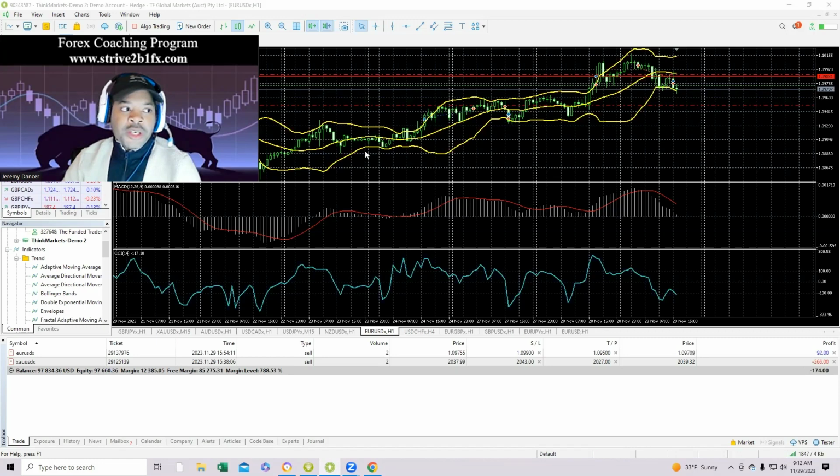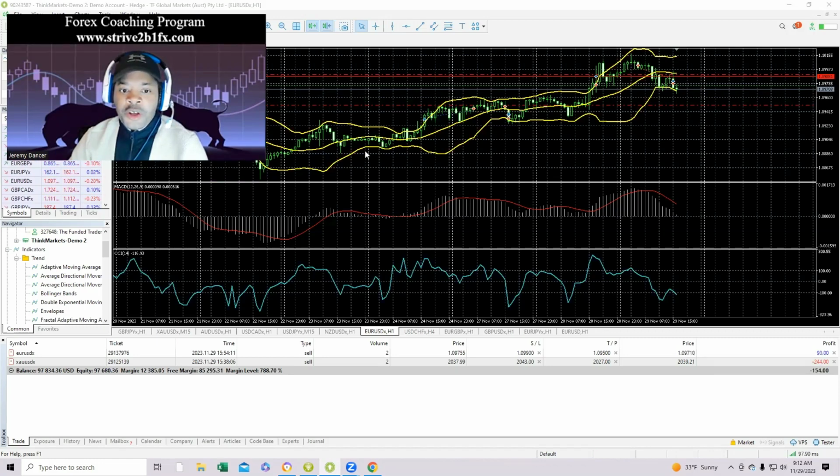So depending on what you guys use for your volumes, whether it's MACD, whether it's Bollinger Bands or whatever, you guys can see here that for some reason, the volume for the US session is very low today. So for that reason, the market really isn't going to move that well.